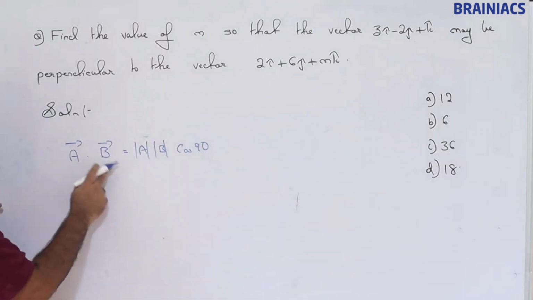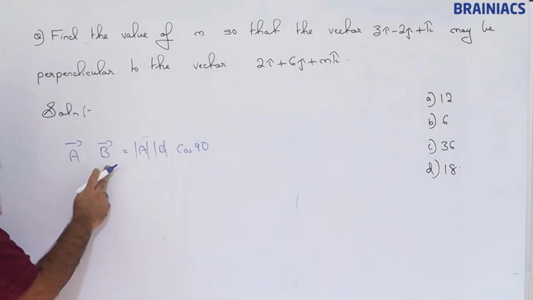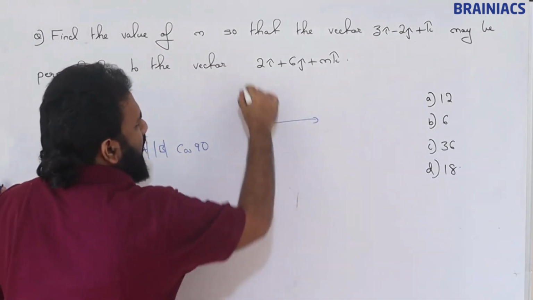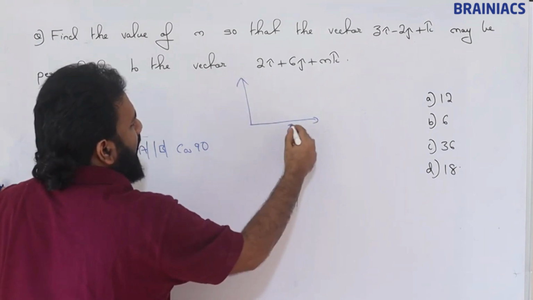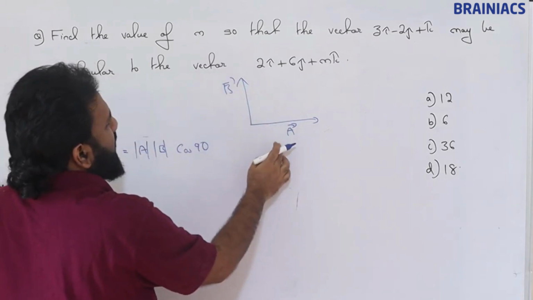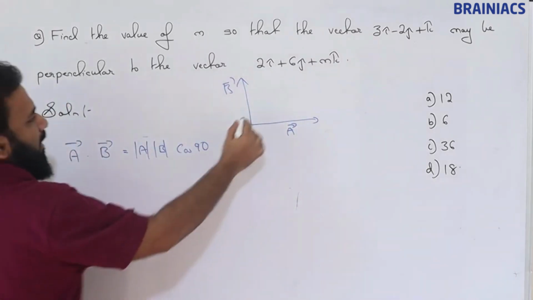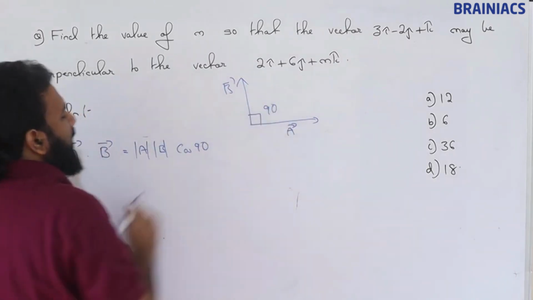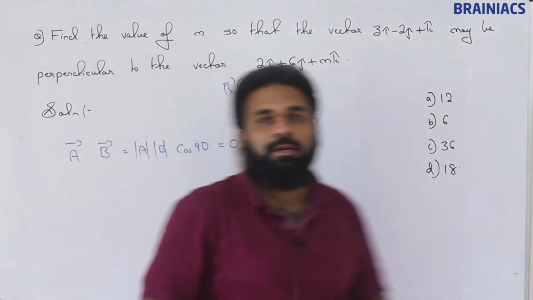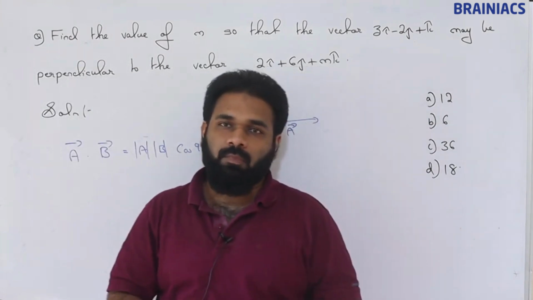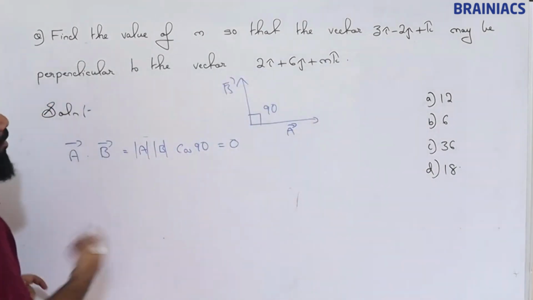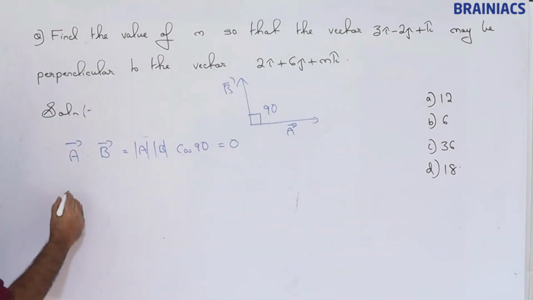If this vector is perpendicular to this other vector, then the angle between them is 90 degrees. So cos 90 is equal to 0. Dot product is nothing but 0. Dot product will be 0 if they are perpendicular. So using that we will be able to find the value of m.